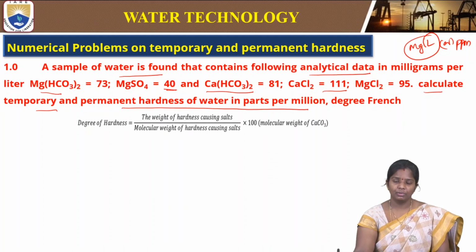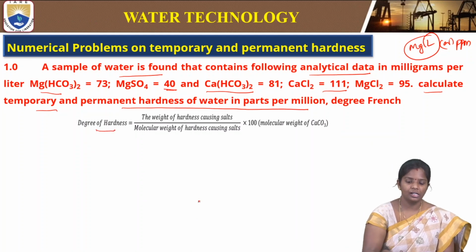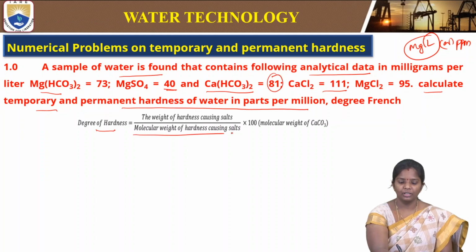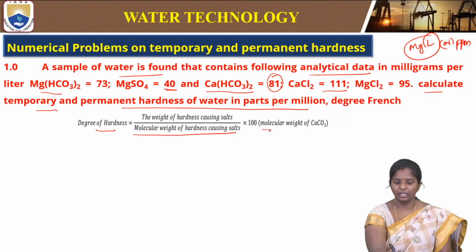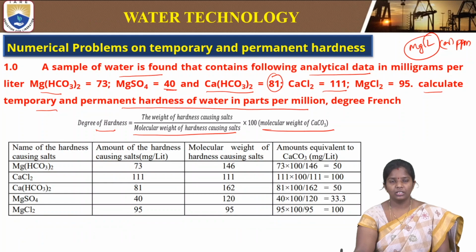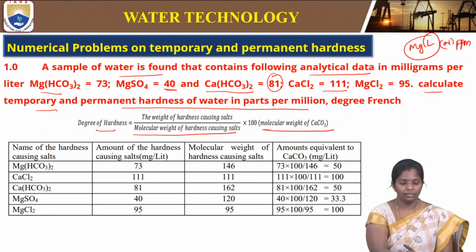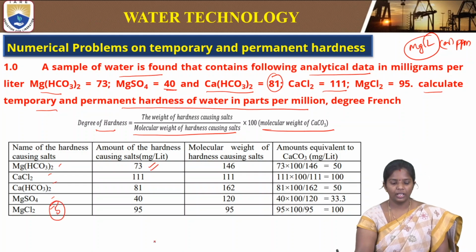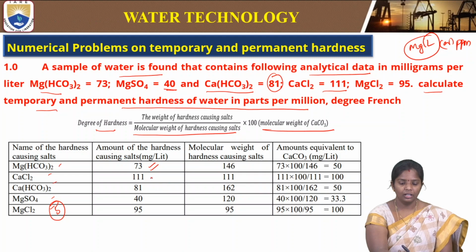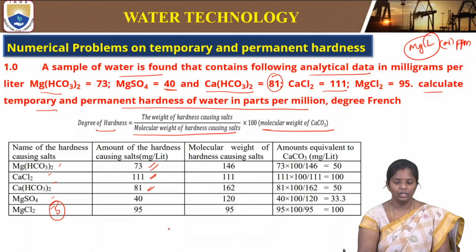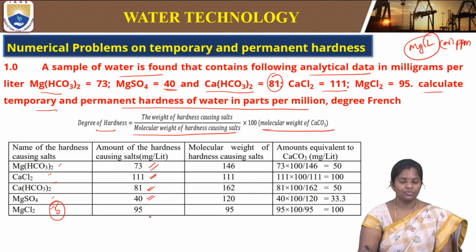For that we will be using the formula: degree of hardness is equal to the weight of the hardness causing salt, for example 81, divided by its molecular weight, multiplied by 100 to get the equivalent amount in the form of calcium carbonate. Before moving to that, we have to put it in a table. We have 5 salts, and we take their weights in another column: 73, 111 for calcium chloride, 81 ppm for calcium bicarbonate, then 40 for magnesium sulfate, and 95 for magnesium chloride.